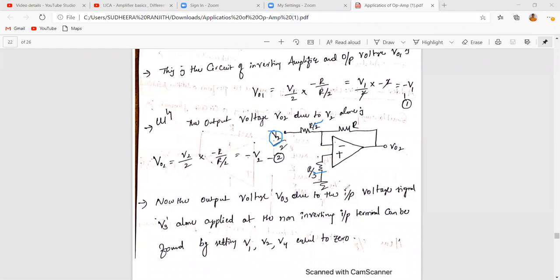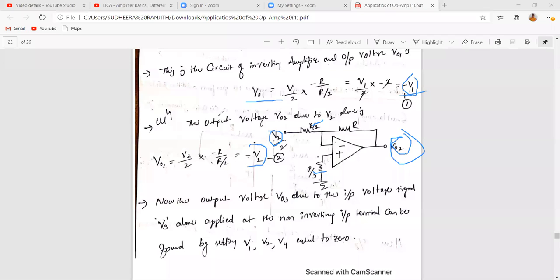Then what is the expected output? In the previous case, V01 equals minus V1. Now what about V02? What is the expected output? In the previous case, when V1 is applied, we are getting output as minus of V1. Now coming to the second circuit, when V2 is applied, what is V02? Minus V2, right. V02 is minus V2.